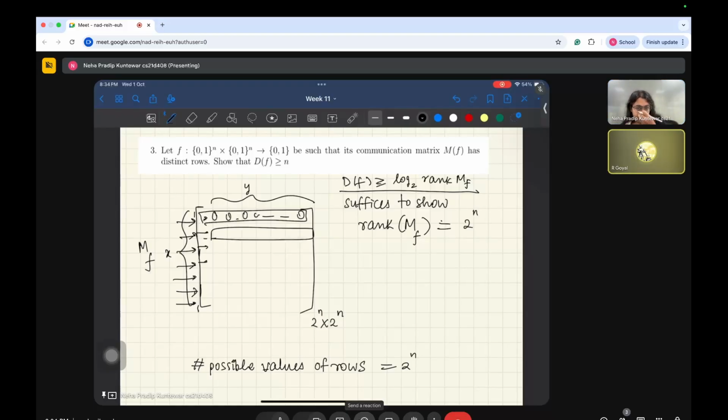Yes. So, if I need to show that this equals 2 raised to the power n, then I need to show that all the rows are distinct. Since it is given in the question that all the rows are distinct, there would be 2 raised to the power n distinct rows, and all the rows being distinct would mean that the rank is 2 raised to the power n.